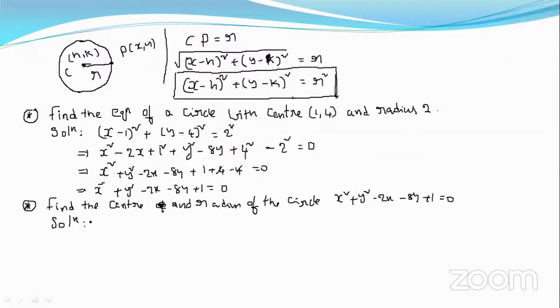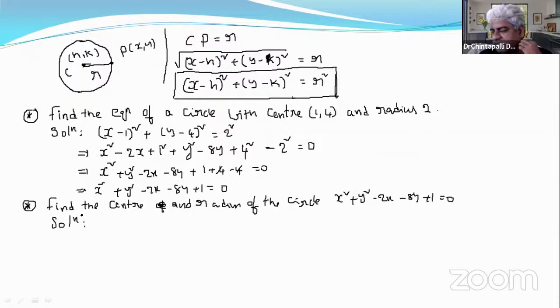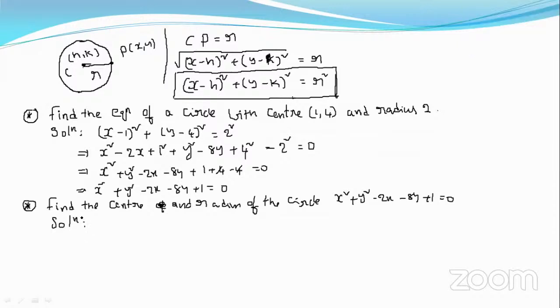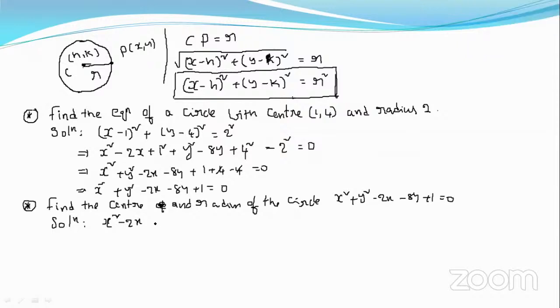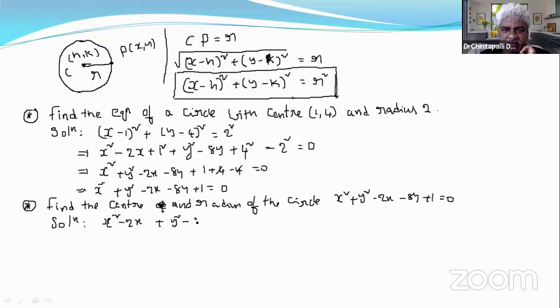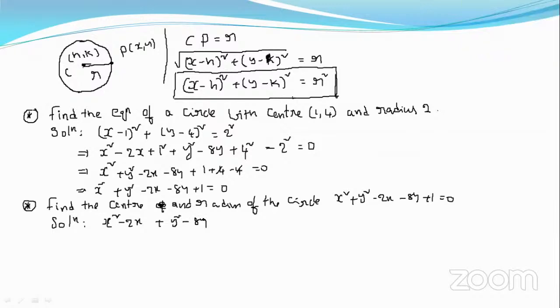Center (1,4) and radius is 2. We should get center (1,4) and radius 2, right? Yes. How do you extract that center and radius from this equation? See, rewrite the given equation and separate x terms and y terms. These are x terms: x square minus 2x, and y terms: y square minus 8y. That is equal to minus 1, negative 1.